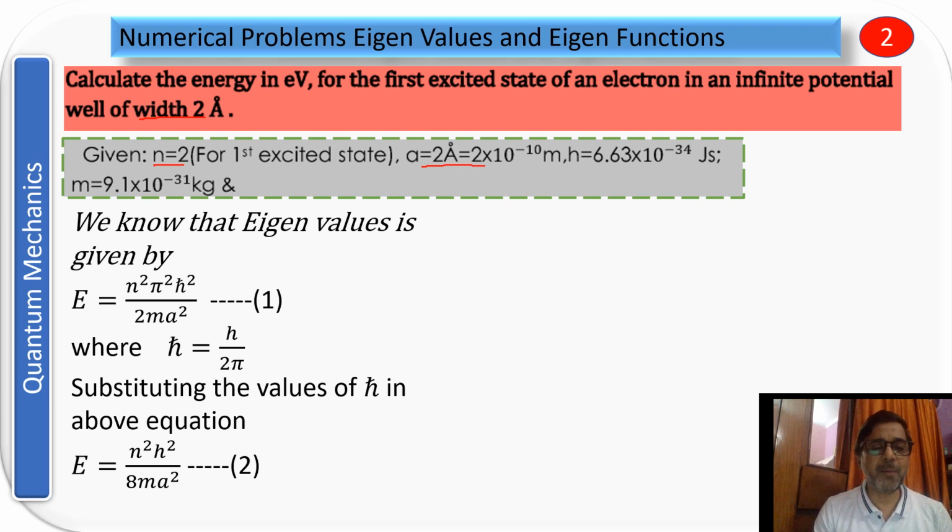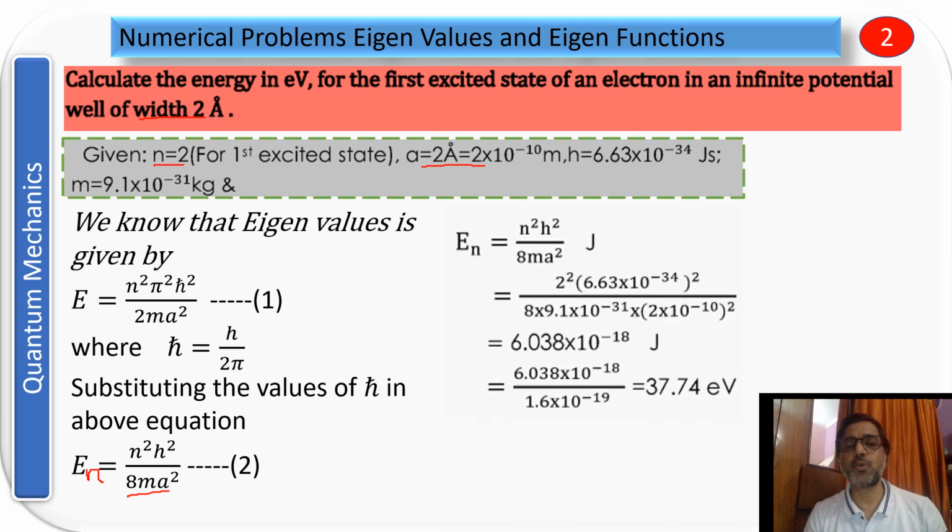So from the previous problem, En equal to n square h square upon 8ma square, and here I am going to substitute all those values. n equal to 2, so 2 square will become 4. All those values I have substituted. This is coming 6.038 into 10 to the minus 18 joule, and therefore if I calculate, this is your value, 37.74 electron volt. All right, fine.